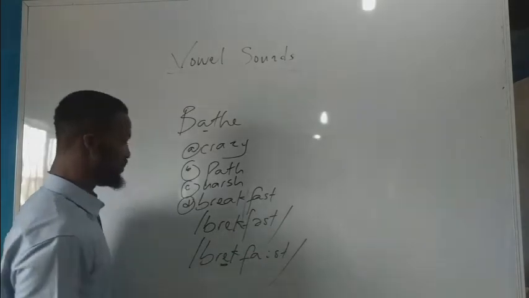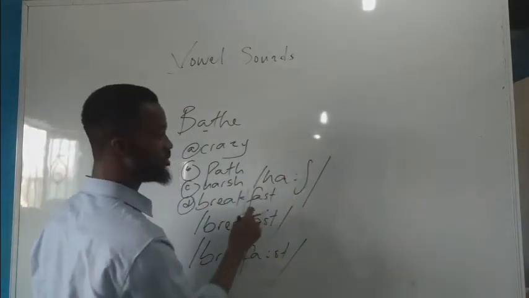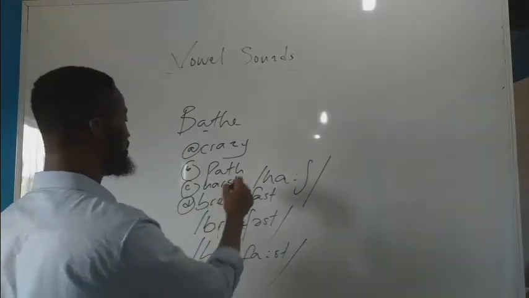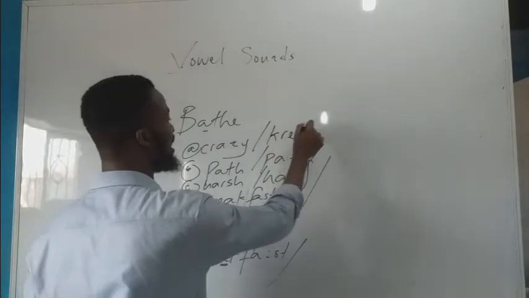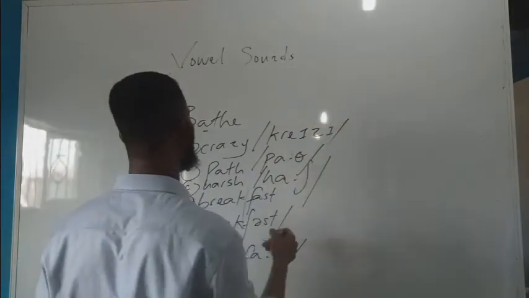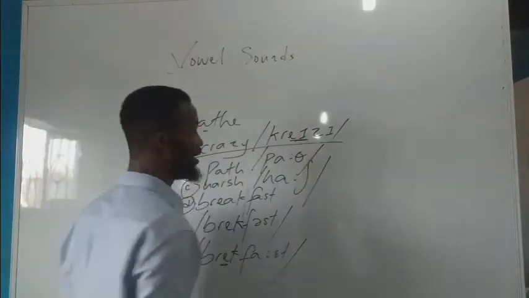So this is air basically. This one is pronounced as hash. And this is pronounced as path. And this one is pronounced as crazy. You realize that this is A, bathe, and this is our final answer.